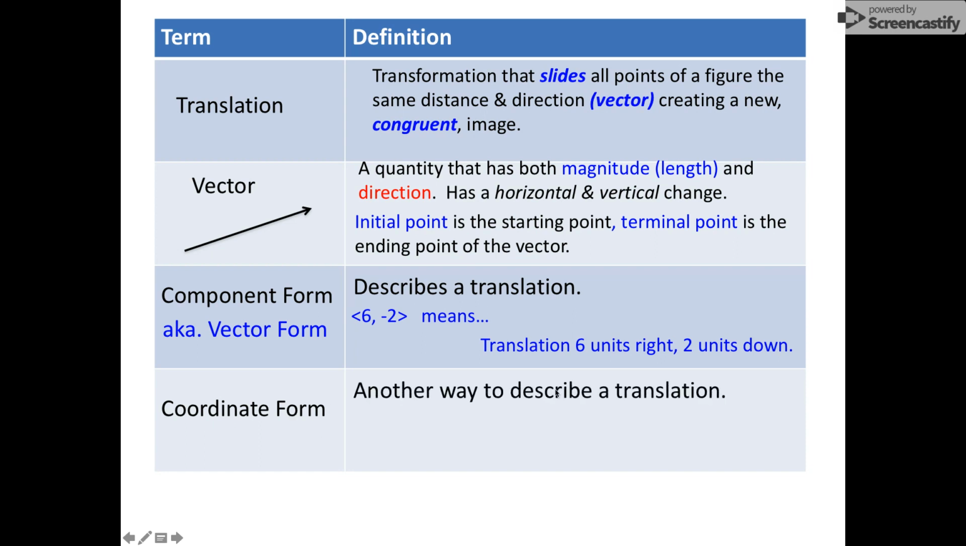Coordinate form is another way to describe a translation. Coordinate form looks like this, where you have x plus a number, comma y minus or plus a number. And what this one specifically means is a translation 2 units to the right, 1 unit down.